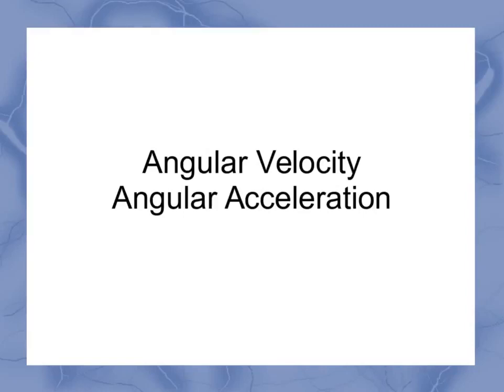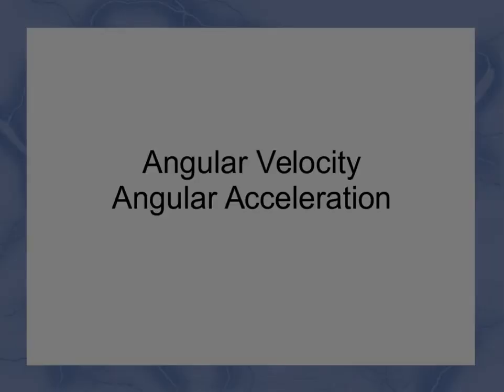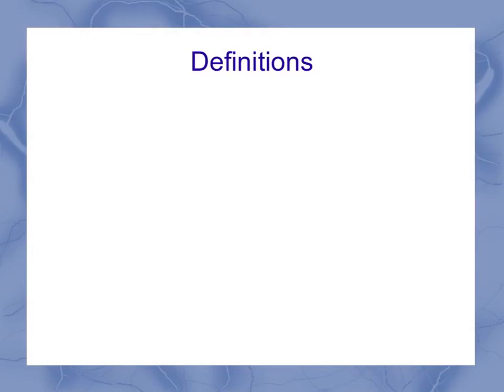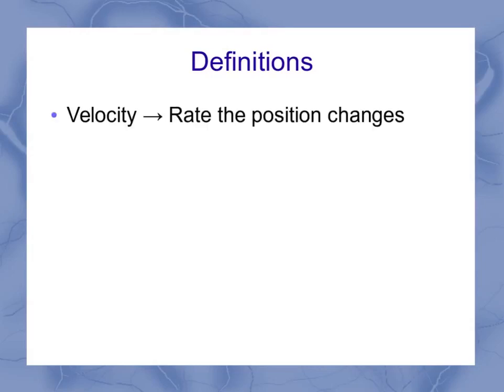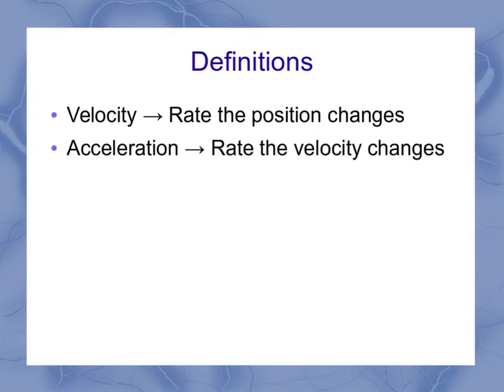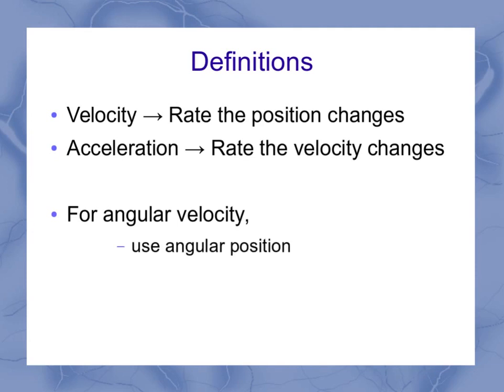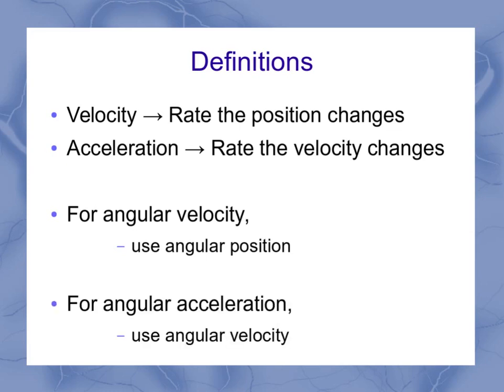So now we're going to look at angular velocity and angular acceleration. Just as a couple of definition reminders, velocity was the rate of a position change, and acceleration is the rate of a velocity change. For angular velocity, we want to look at the rate of the angular position. And for angular acceleration, we want to use the angular velocity and see the rate it changes.